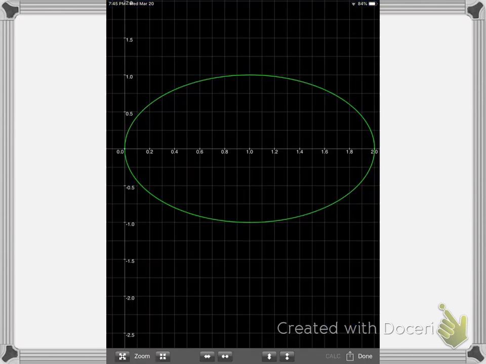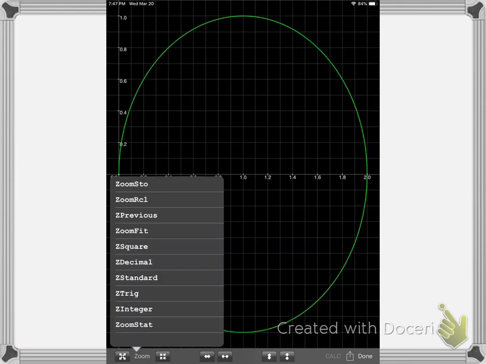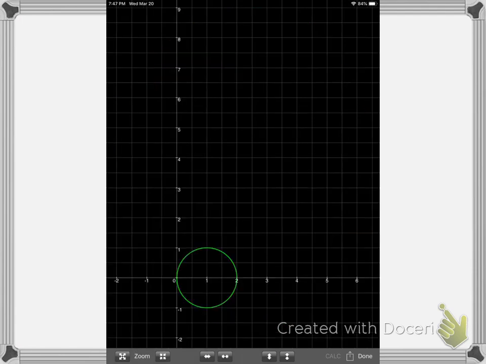You also may need to mess with your window. You want a circle, not a football. And in order to achieve that, you're going to want to know how to use all of your various zoom functions. And to get a circle, you're going to want to use zoom square. This is what you get when you use zoom square. As you can see, it's an actual circle.